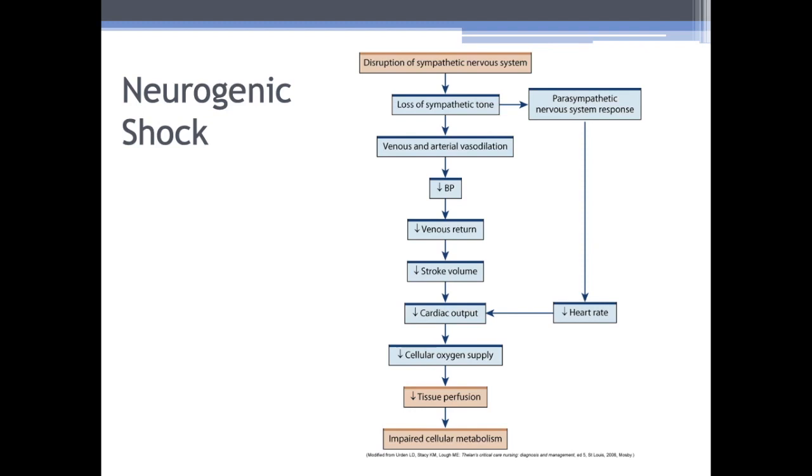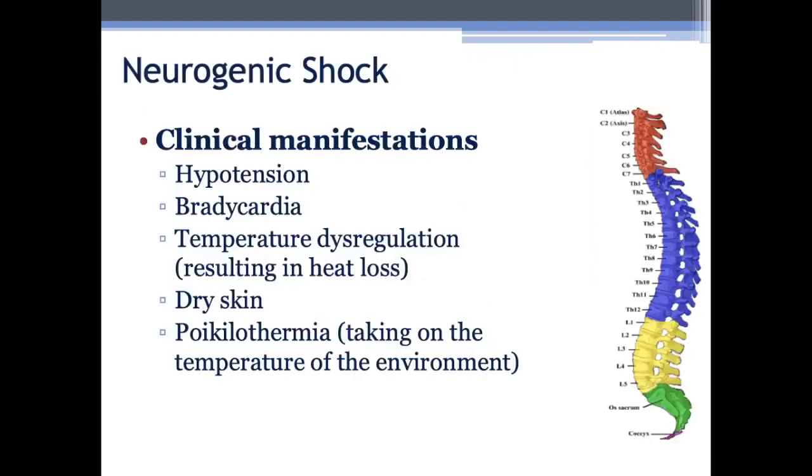If we are going to discuss the clinical manifestation of neurogenic shock and its specificity, usually we see the same manifestation as in other types of shock, such as hypotension and dry skin. But specific for neurogenic shock could be bradycardia because of lack of sympathetic activity. Sometimes the manifestation could be temperature dysregulation resulting in heat loss, and even poikilothermia, when the patient takes on the temperature of the environment, compared to other kinds of shock where we do not see such symptoms.